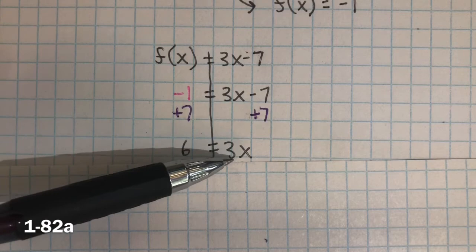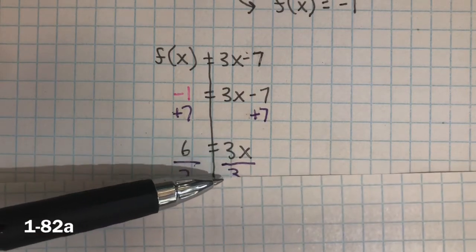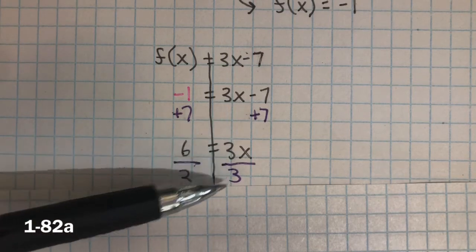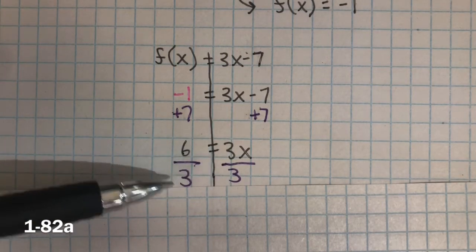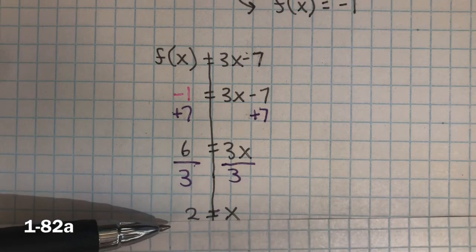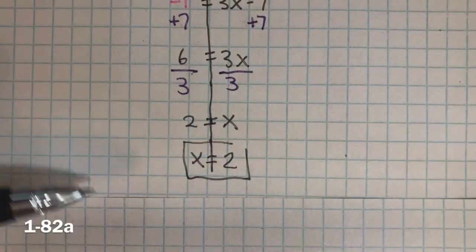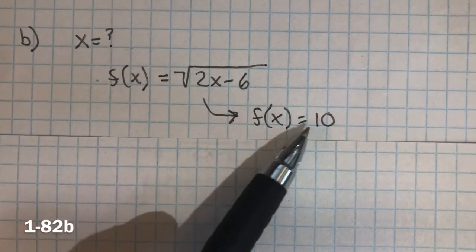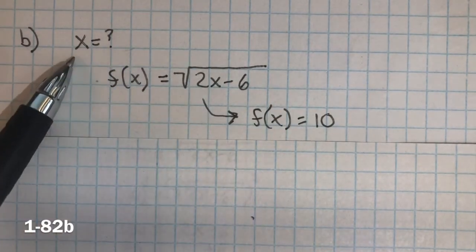Now we have multiplication. Inverse of multiplication is division. Here we created the giant 1. We're going to divide both sides by 3. 6 divided by 3 is 2. So x equals 2. For B, we have f of x equals 10. We have the output. We need to find the input.